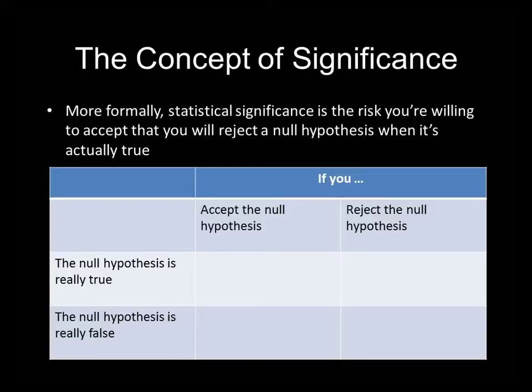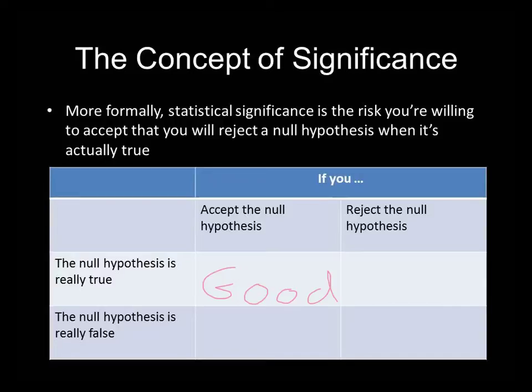And so this table that you see before you helps us understand this relationship between the null hypothesis and the concept of significance. So in the first cell, if we accept the null hypothesis and the null hypothesis is really true, I would say that's a pretty good situation, right? So we can say that one is good. We accepted something that was true.